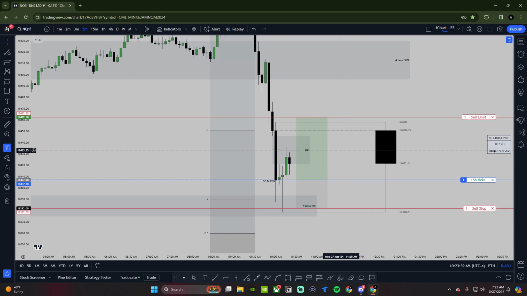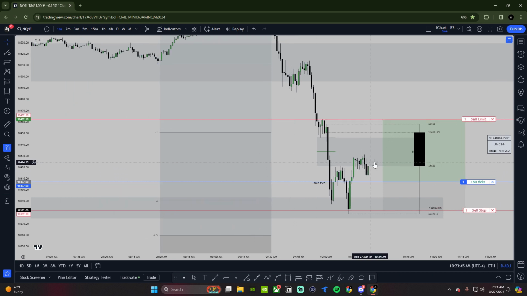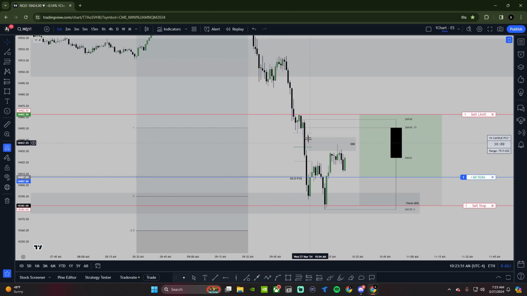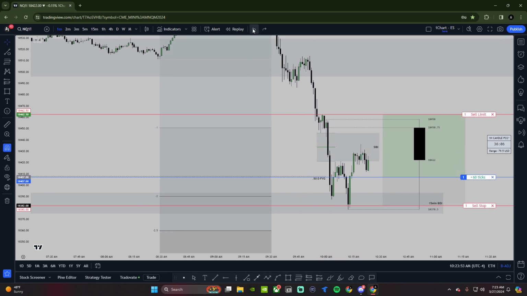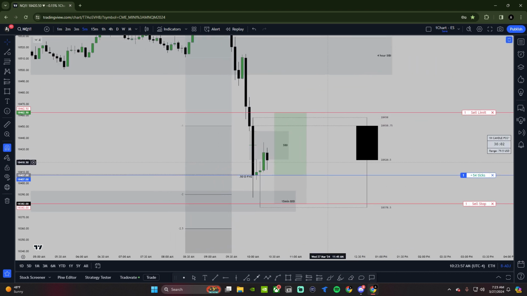If we want to see us go higher, I would like to see two things. First of all, a close above this 1 minute imbalance, which is right here. That's the first step. Second step, I would like to see a close above the 50% on the 5 minute.